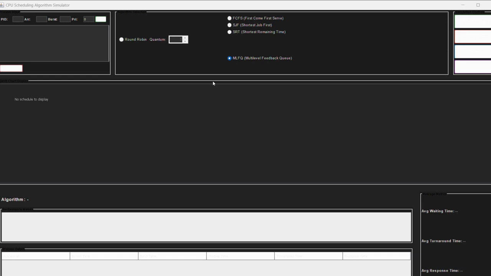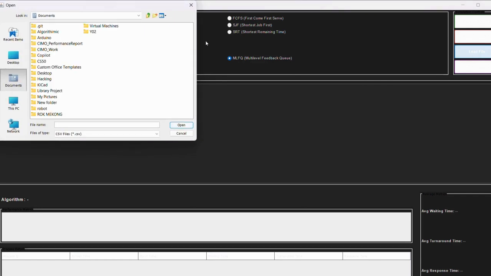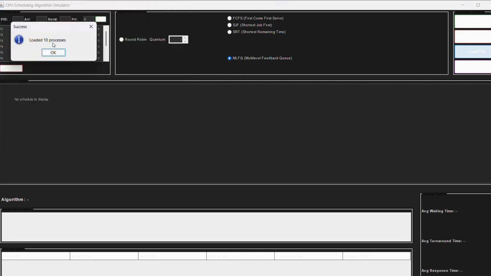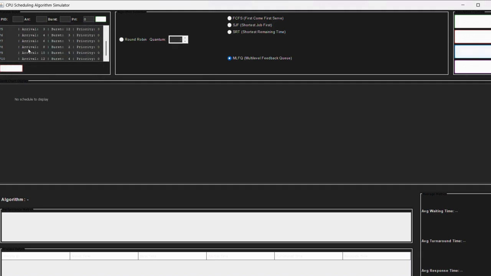Now more about the MLFQ algorithm. I will not add the processes by hand because my team member has added them, so I will load them from a file. You can see this one is load from file, and we need to find our file. Our file is in this PC, in OS CPU scheduling Team3, in data, and we will import our sample process. You can see it will load up our processes.